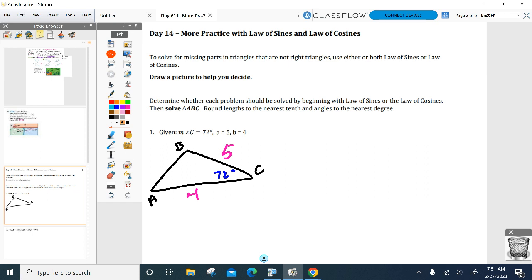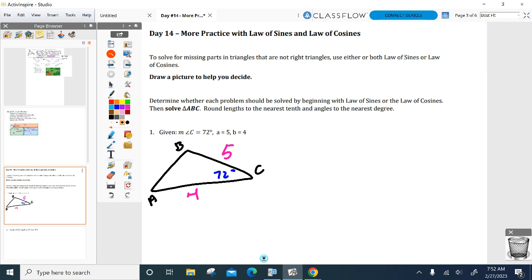So what I need from you right now is take a look at this diagram. Give me a side or an angle that you think you can find and how you're going to find it using law of sines or law of cosines. What angle or side could I find using law of sines or cosines here? Because there's only one answer. There's not multiple answers here. There's one side or angle that you can find, and this is how we're going to do it.